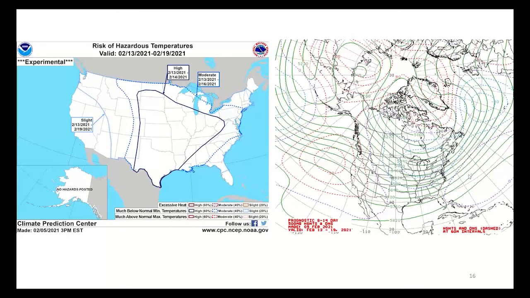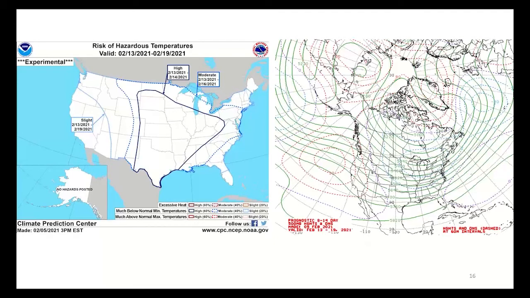A couple of days later, it was becoming more evident among the model guidance and associated tools that the Arctic air outbreak would be focused more to the lee of the Rockies across the Great Plains. So we did have a high risk of much below normal temperatures for this part of the country.